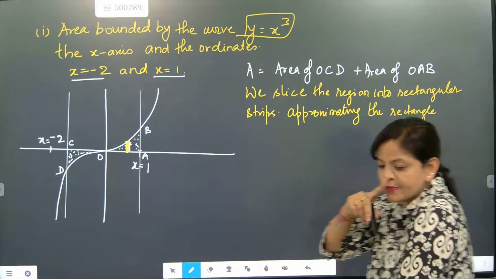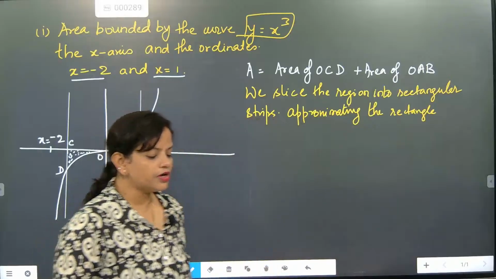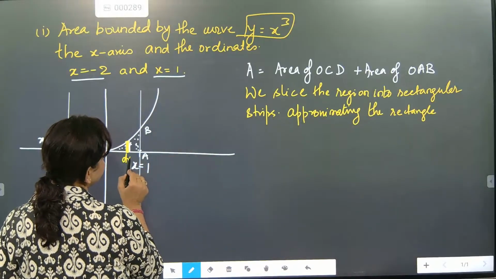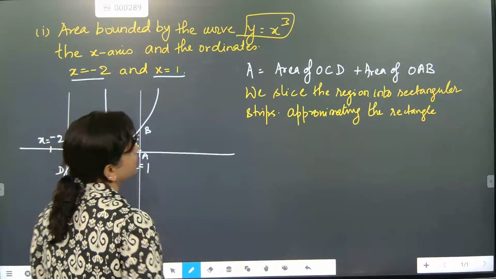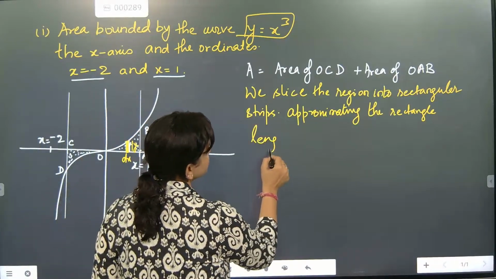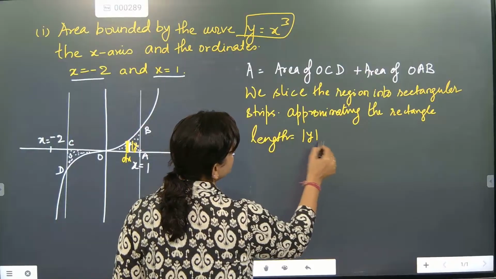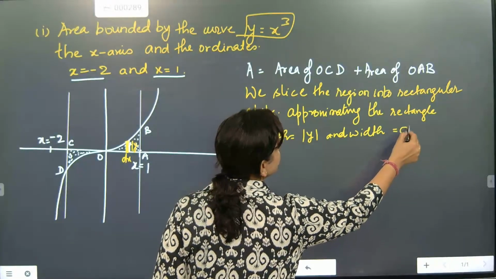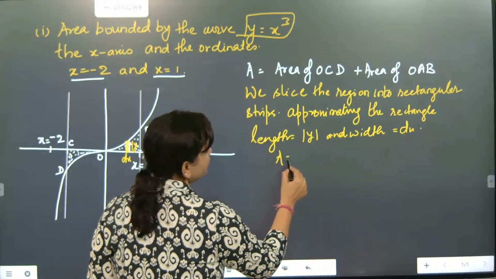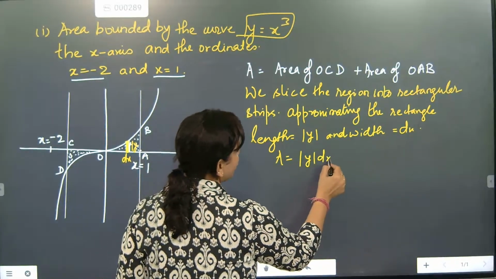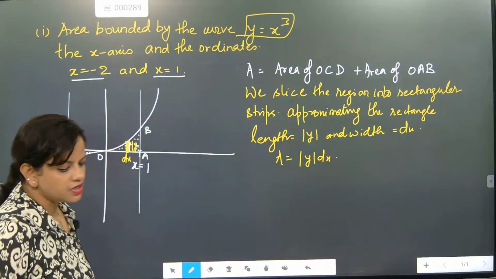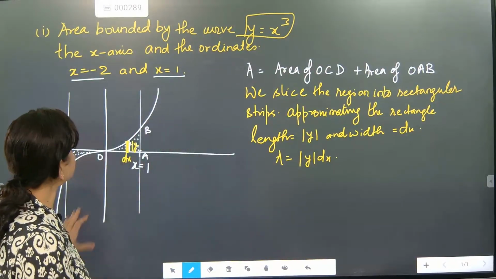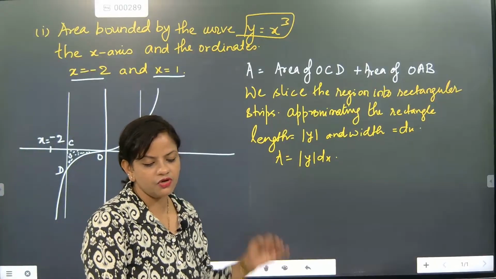when we approximate the rectangle, what will the length be and what will the width be? The width will be taken as dx, and the length will be taken as y, the modulus of y. So whenever you find the area, it will become y dx. Understood? This is a very important part. We need to understand that. This is the basics of application of integral.